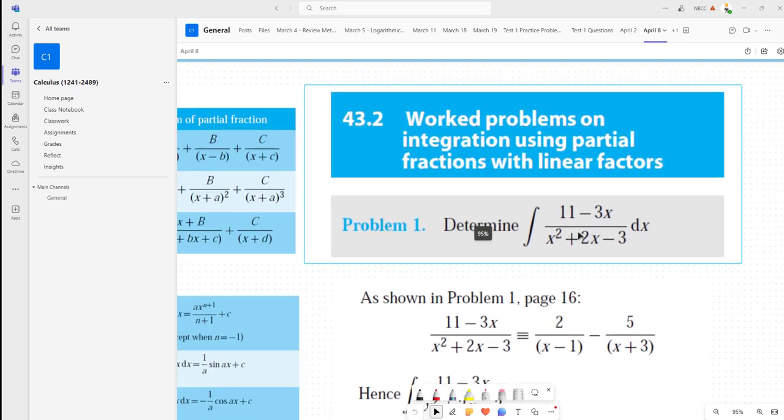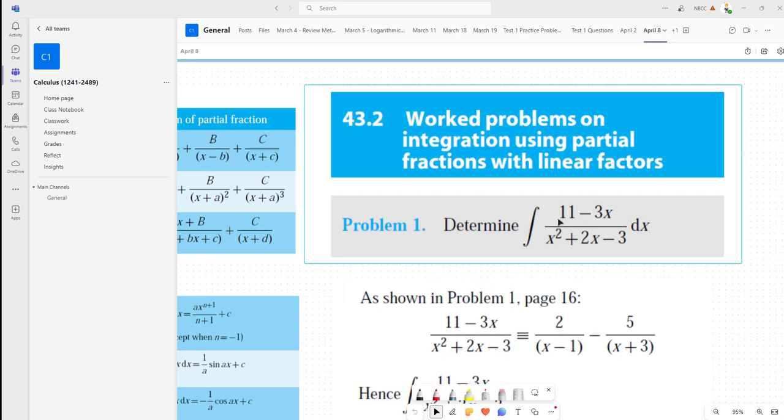So this would be a type of question that you'd see on your assignment. What we have is determine the integral of 11 minus 3x divided by x squared plus 2x minus 3. So what should pop into your head is that this is not like last week. There's no cosine or sine function in front of this. It's basically two equations over top of each other. And so we need to figure out how to integrate this.